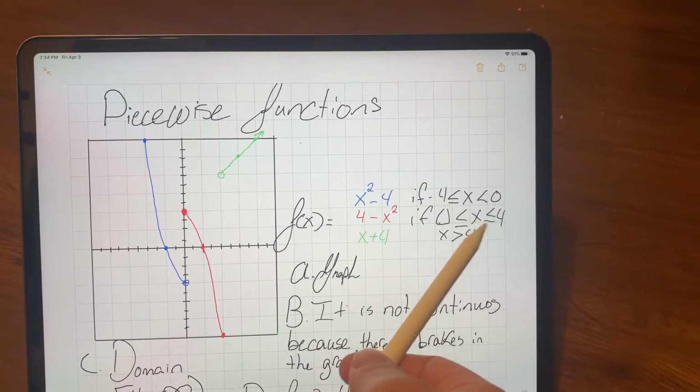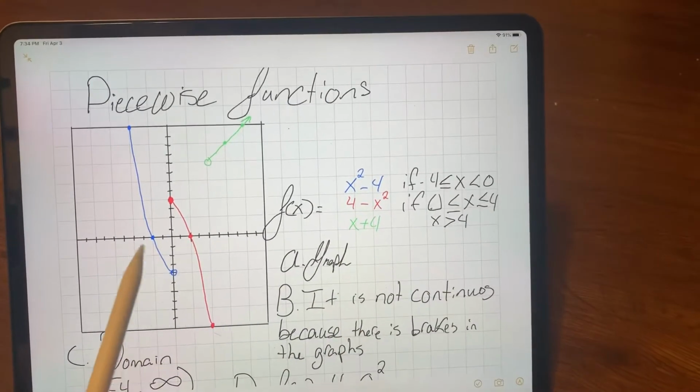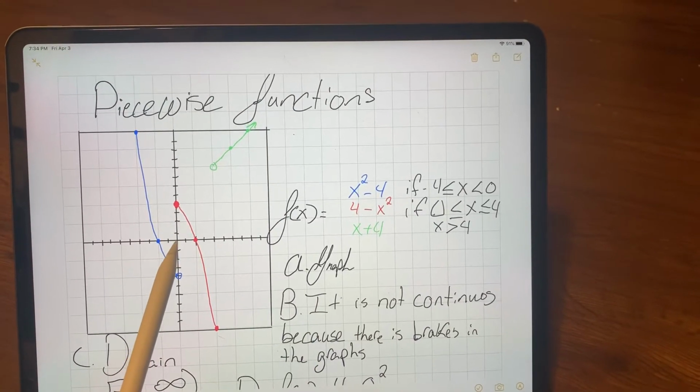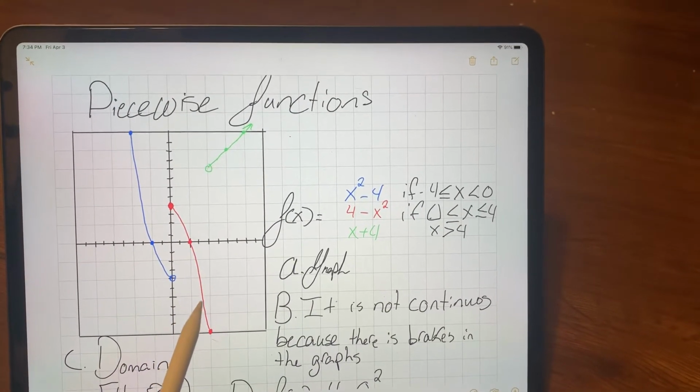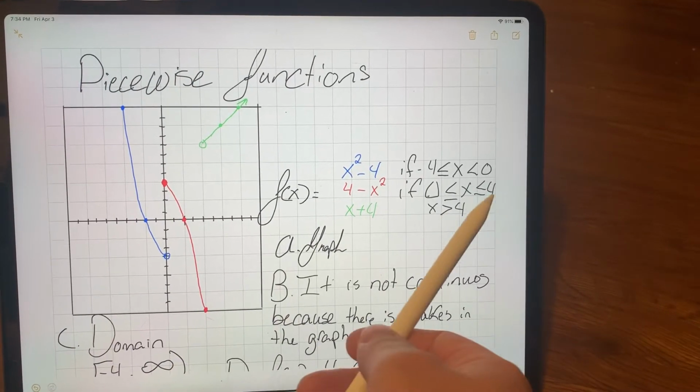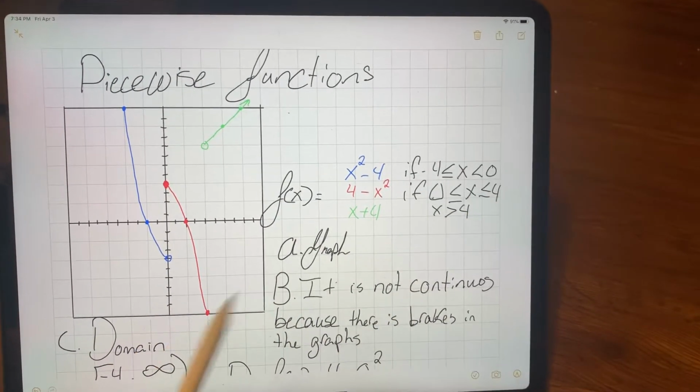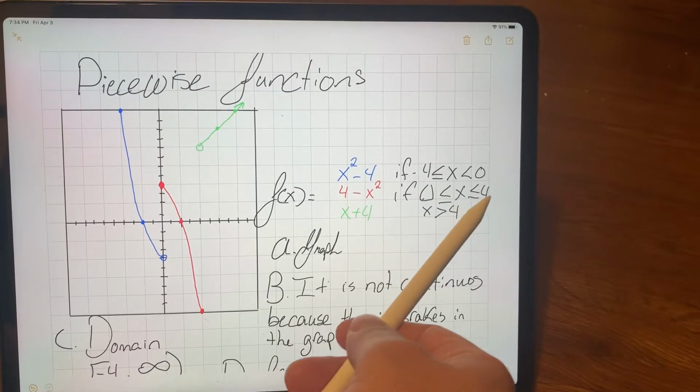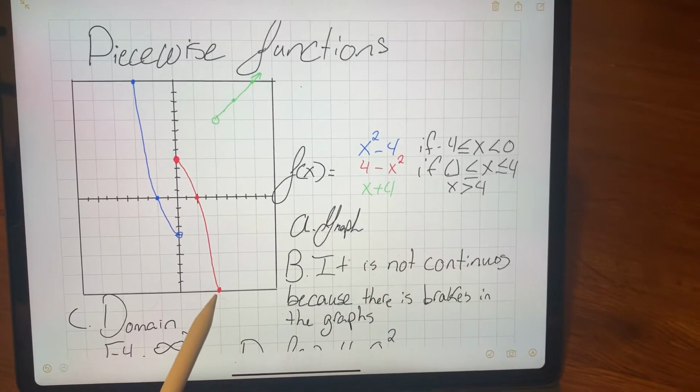Now, x is less than or equal to 4. So now we're going to go on our x-axis all the way to 4, and we're going to go all the way down. And right there, that's our point. And it's going to be a closed circle because it's less than or equal to 4. So there's our point.